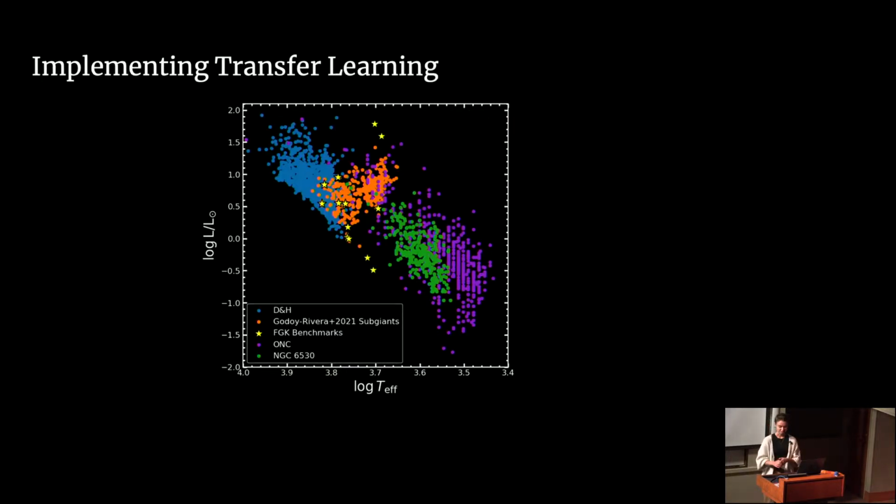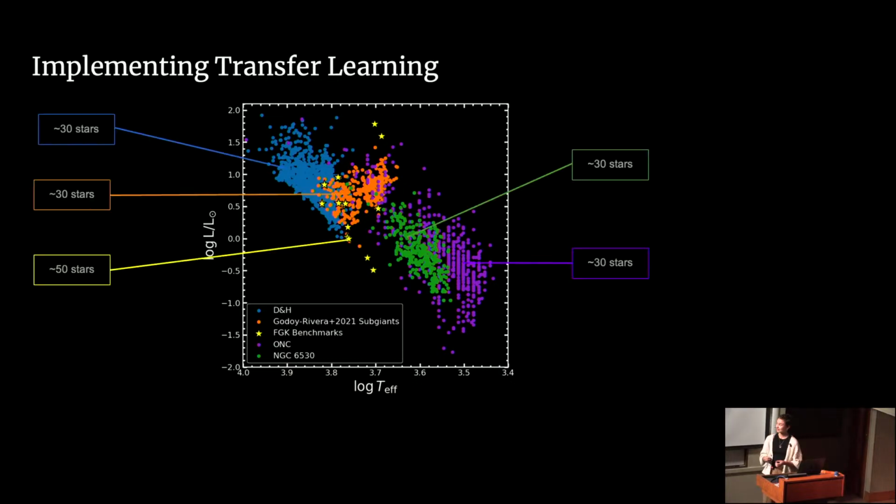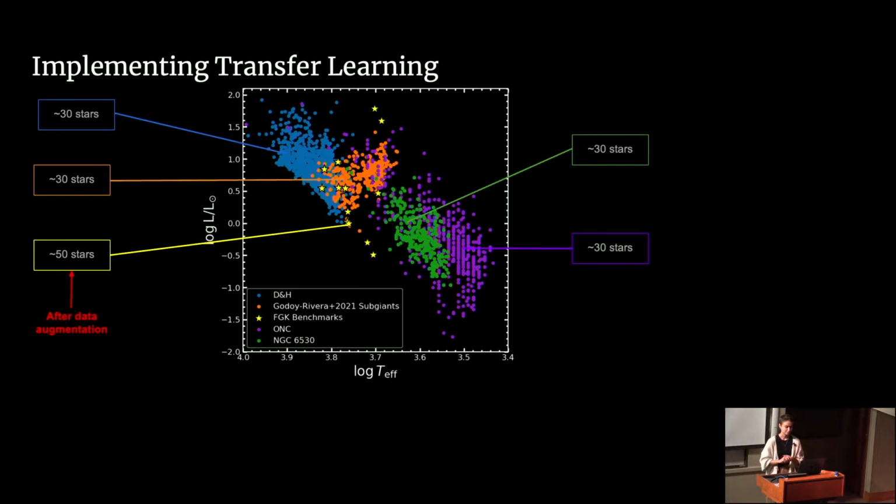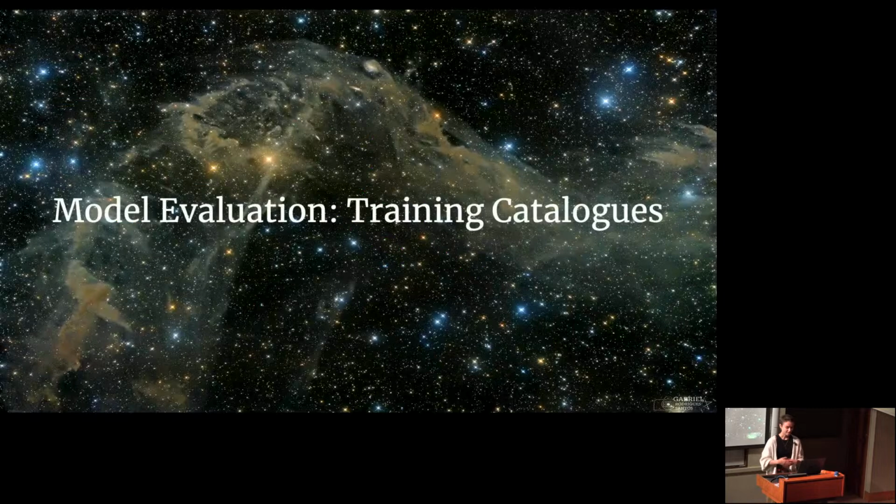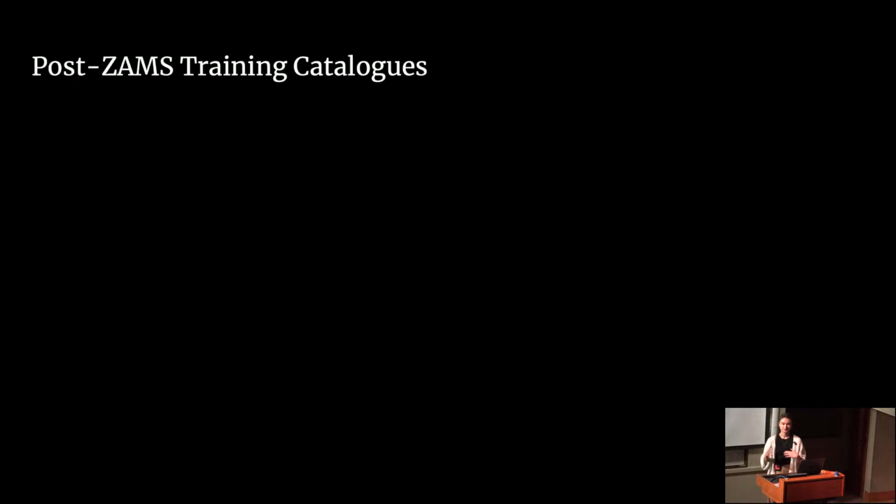So then we actually implement the transfer learning by sampling about 30 stars from each of the catalogs, except for the FGK benchmarks, which I mentioned before. We want to prioritize StelNet doing really well on this sample. So we augment the data, which really means making 5 copies of each of the stars in this catalog and then sampling 50 stars from the resulting array as opposed to just 30. And then we train the model and we can evaluate how it does going forward. So starting with how it does on the post-SAM catalogs.